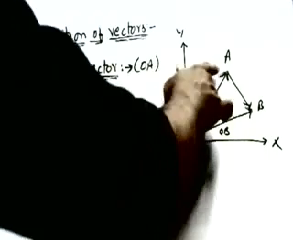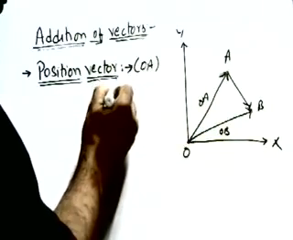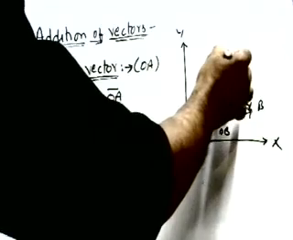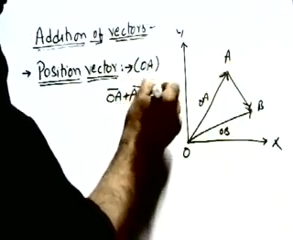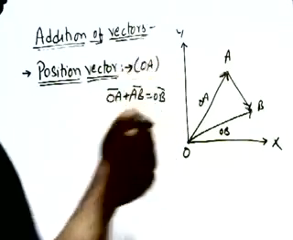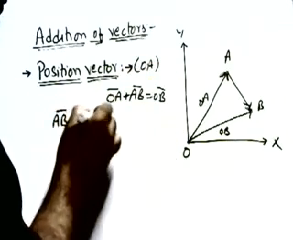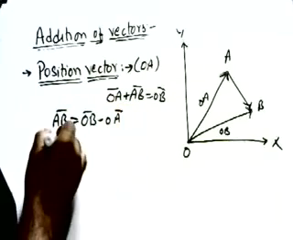So what will be the resultant? OA plus AB equals OB. This is the triangle law of vectors. We have just seen the triangle law: OA plus AB equals OB. So bring this OA over here, and we get the formula for AB. AB will be OB minus OA.